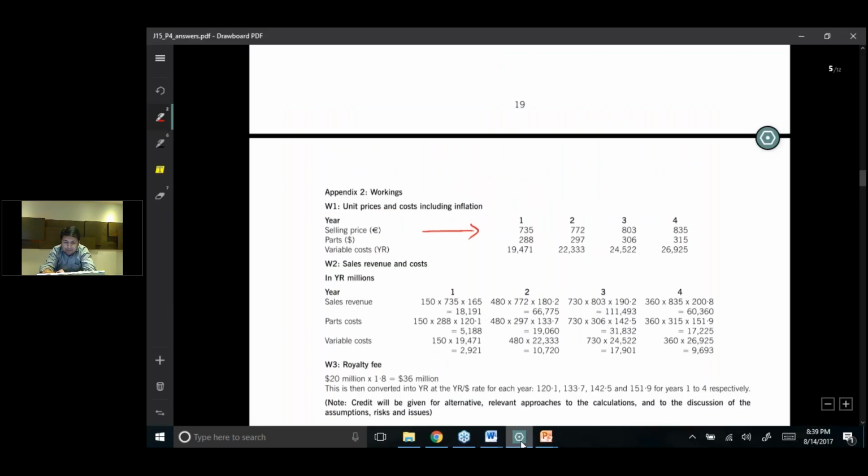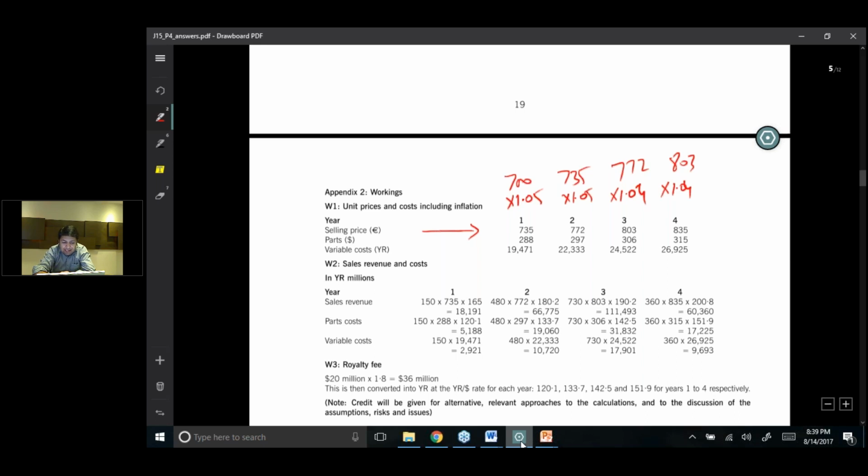So this 700 has been calculated as 700 into 1.05, 735. Then 735 into 1.05. And from year 3 onwards, growth has been reduced to 4%. So the answer of year 2, 772 into 1.04. Then the answer of year 3 into 1.04. That's how you have calculated the selling price.